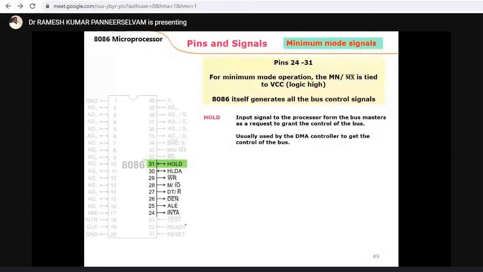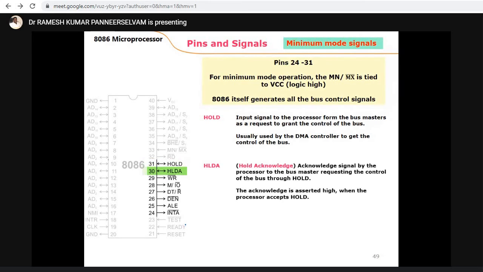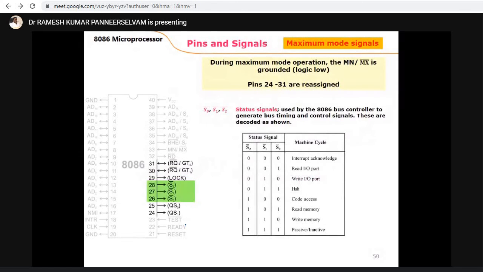Now come to the hold signal. Hold is a signal to the processor from the bus master. This is specifically used during DMA operation. In DMA operation, the DMA controller takes control of the address and data bus, and performs data transfer without the involvement of the processor. So hold is the signal used to request the bus for DMA operations. Clear? When the request is granted, it is indicated through the hold acknowledgement. That is the specific use of hold and hold acknowledgement. So these are the pins that we use in the minimum mode operation.